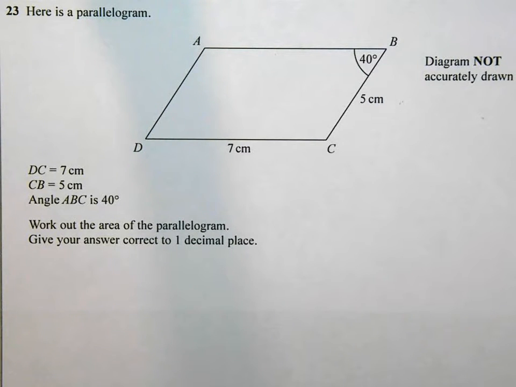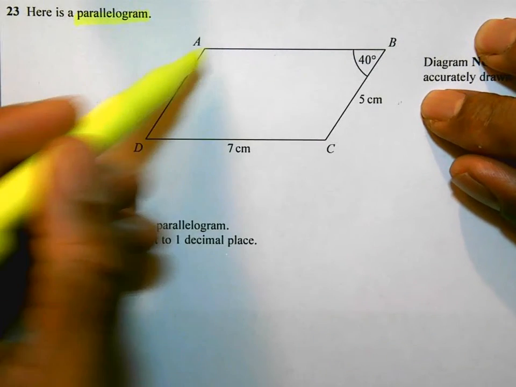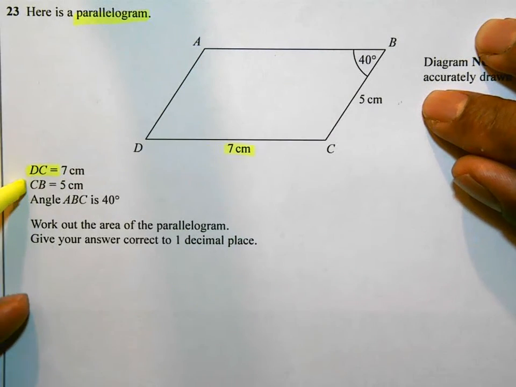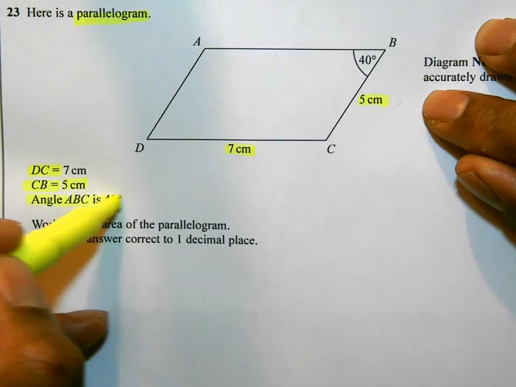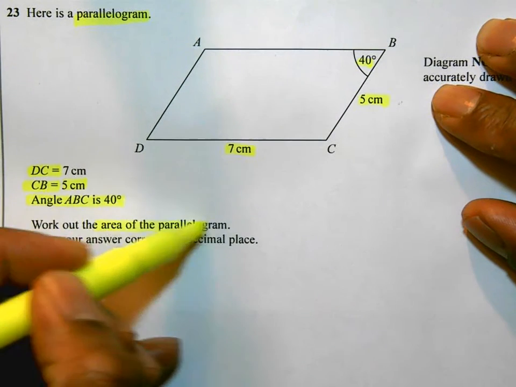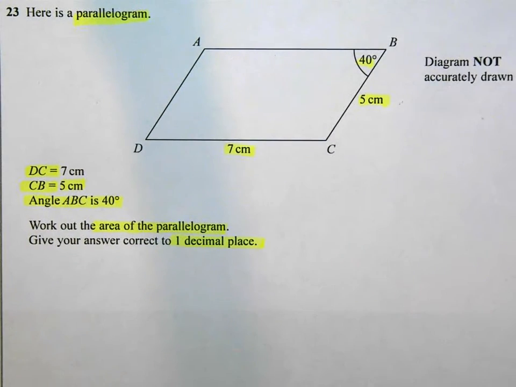This is question number 23 on the June 2015 calculator paper. Okay, so let's look at this question. It says here is a parallelogram. We can see that from the shape. DC is 7, so here it is. CB is 5 centimeters, there it is. And angle ABC is 40, and I can see it there. Work out the area of the parallelogram. Give your answer correct to one decimal place. So we need to produce the answer to one decimal place.